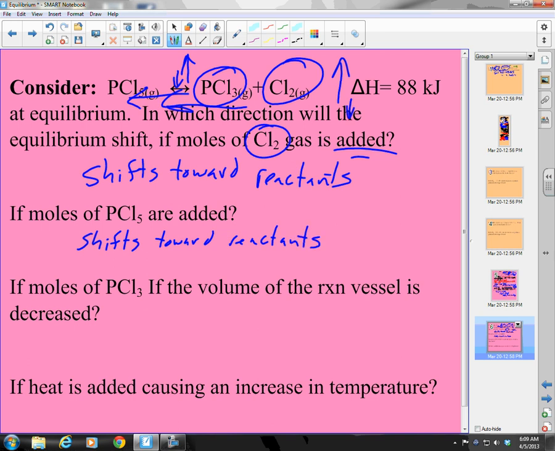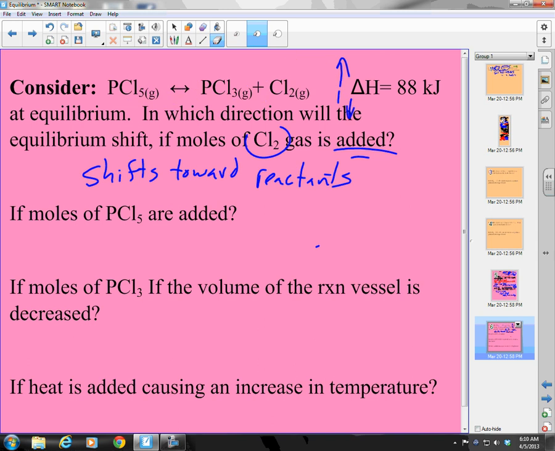If moles of PCl5, oops, looks like we have a problem here. It looks like we should have really two questions here. So let's just get rid of this one. If the volume of the reaction vessel, you know what? I know what that should be. If moles of PCl5 are, oh, hold it. I made a mistake here. Let's go back and fix this. I made a big mistake. I couldn't read. If moles of PCl5 are added, there we go. We're talking about moles of PCl5.